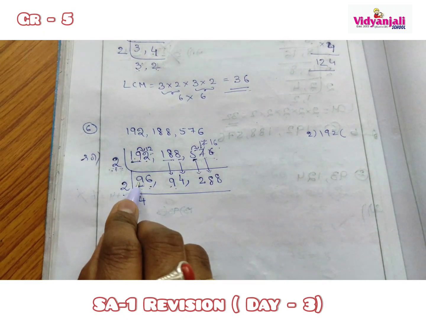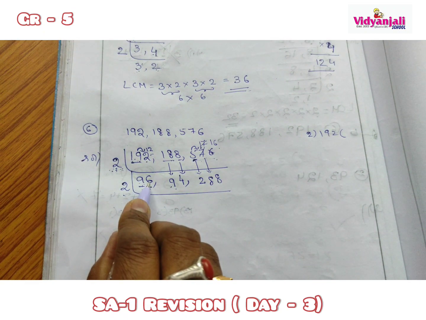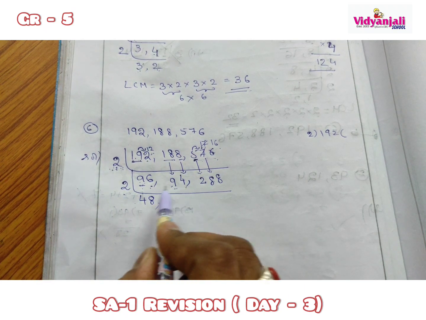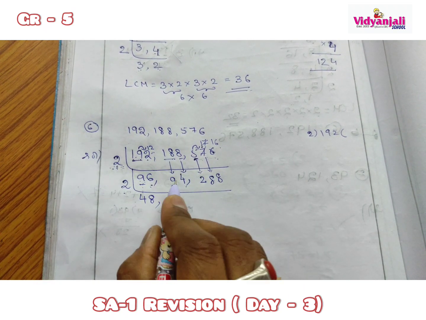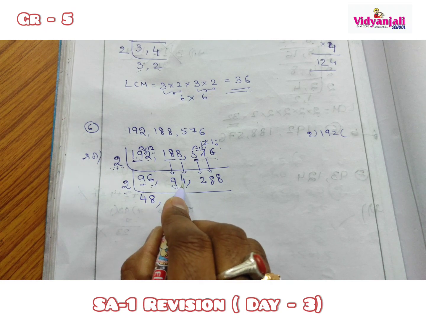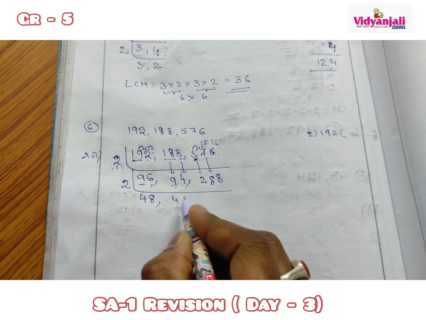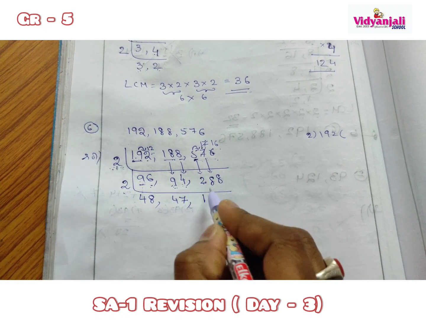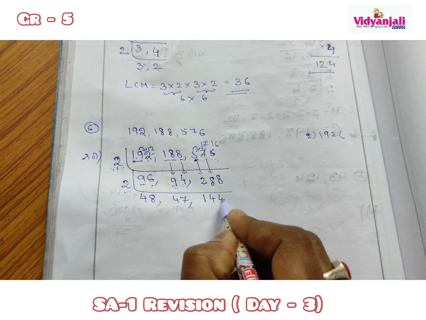Now 1 is left. That 1, if you carry to the next digit, becomes 16. 2 8s are 16. Now in 94, 2 4s are 8. 1 is left. That 1, if you carry to the next digit, becomes 14. 2 7s are 14. And then in 2 table, 2 1s are 2. 2 4s are 8. Again 2 4s are 8.